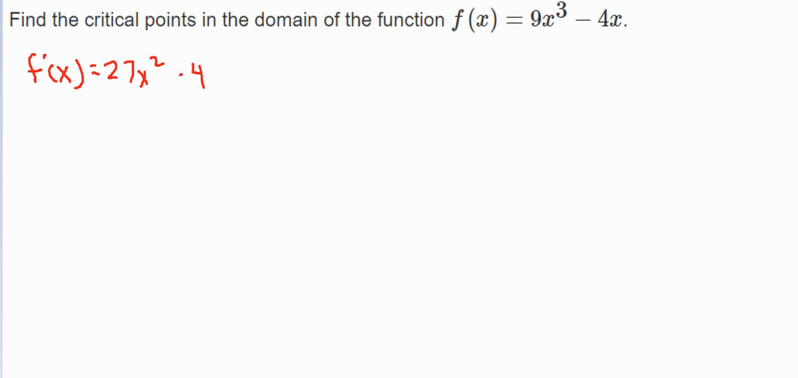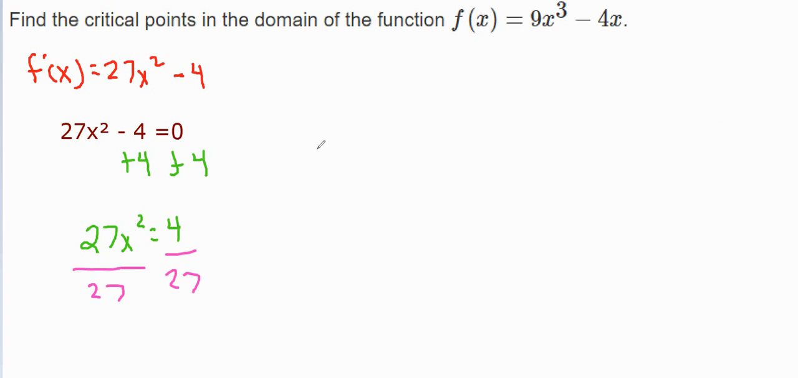Notice there are no restrictions to the domain, since there are no numbers that would give us an undefined term here. So next we just set this equal to 0 and solve. So we're going to add 4 to both sides. That's going to give us 27x squared equals 4. Divide both sides by 27. And that will give us x squared equals 4 over 27.